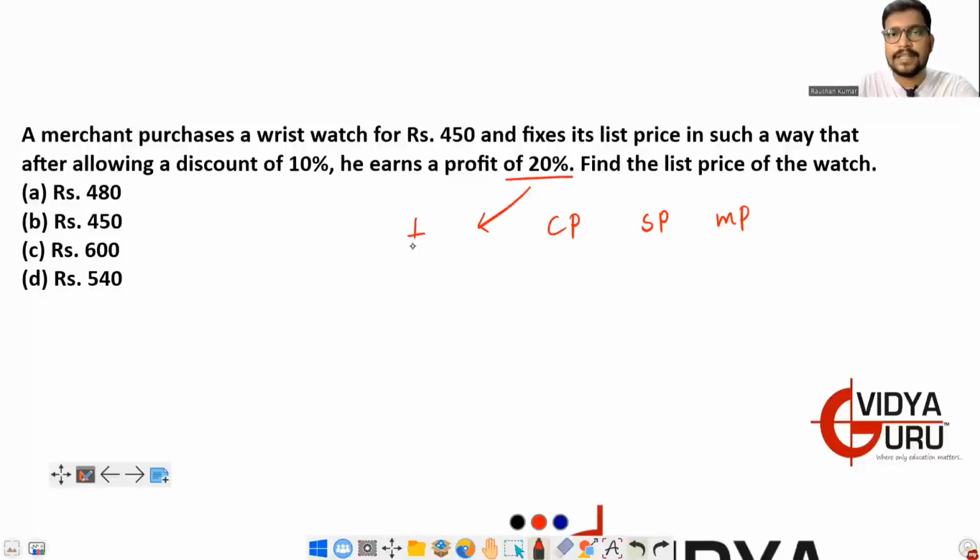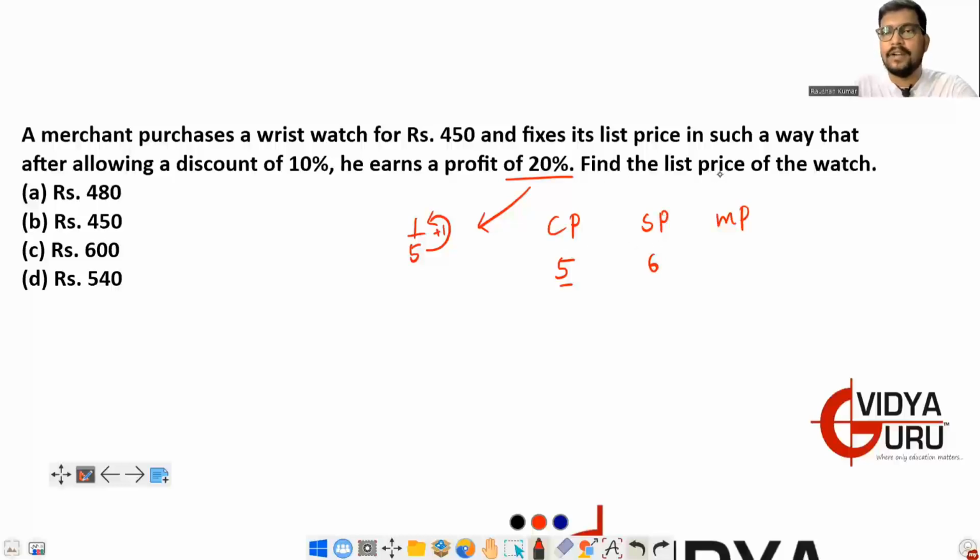20% means nothing but we can say 1/5. It means if CP is 5, what should be our SP? It means 5 plus 1, we are getting 20% profit. So if our CP is 5, then we can say SP should be 6. Yes or no? If CP is 5, we can say SP should be 6.